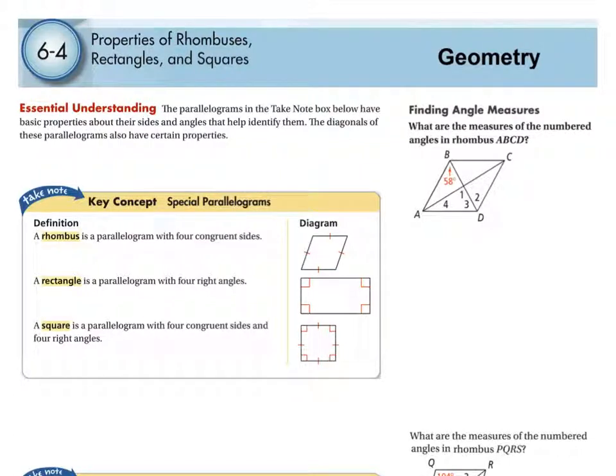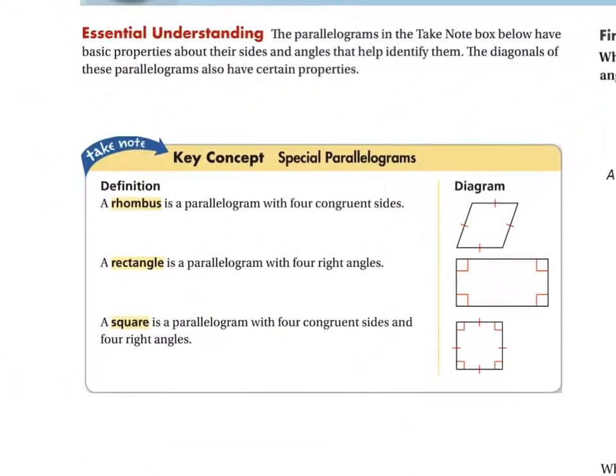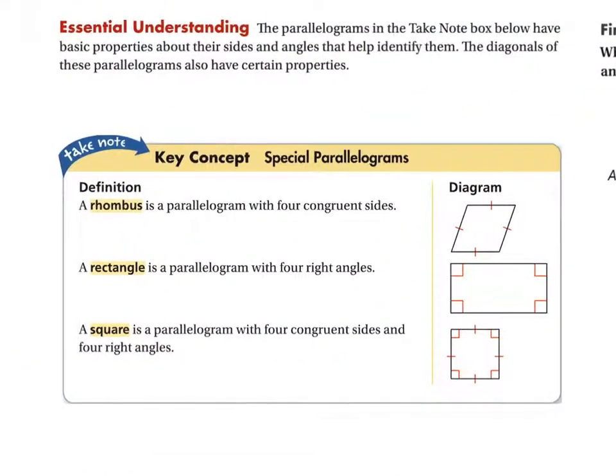All right, so we are working on section 6-4 today. And so as the title says, we're talking about the properties of rhombuses, rectangles, and squares.